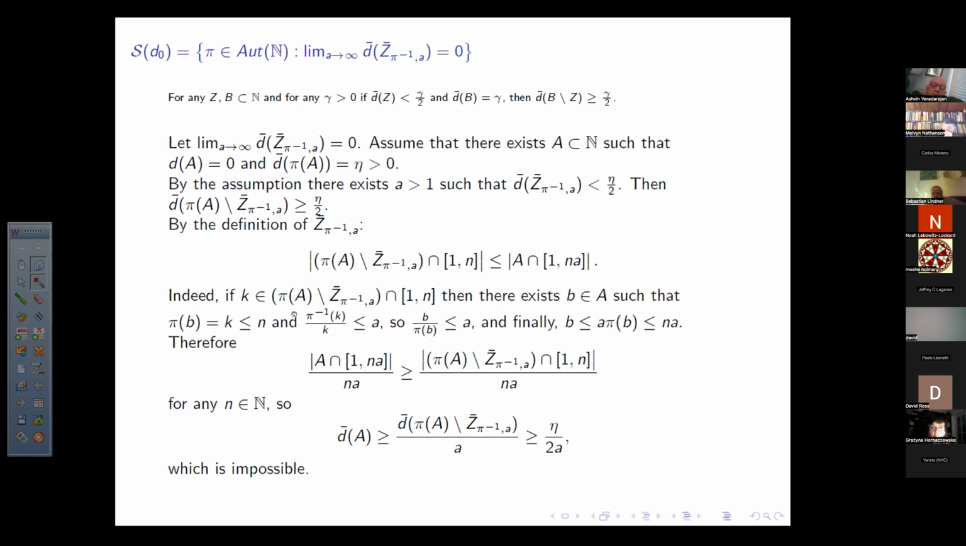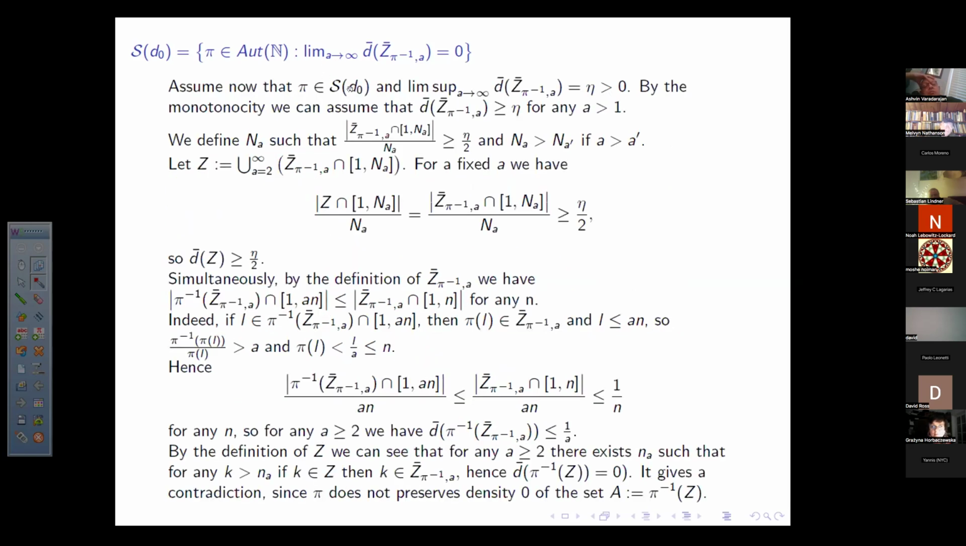Okay, so now when we have this, we can divide by a_n, and we receive the following inequalities. It works for any n, so we receive the following inequality, which is impossible because we assumed that the density of the set A is equal to 0. So we have a contradiction. And then there is a proof of this in the opposite direction.